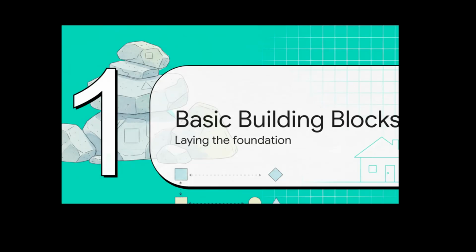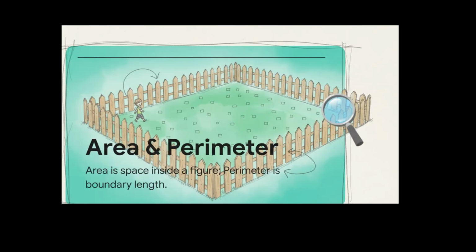Section 1, the basic building blocks. To kick things off, let's clear up a couple of technical terms, but we're going to use super simple language. A really common question beginners ask me is, how do I keep area and perimeter straight? Well, here is the absolute easiest analogy.